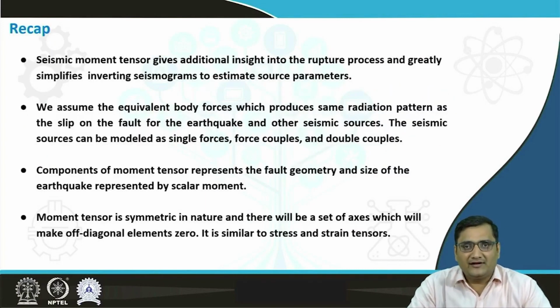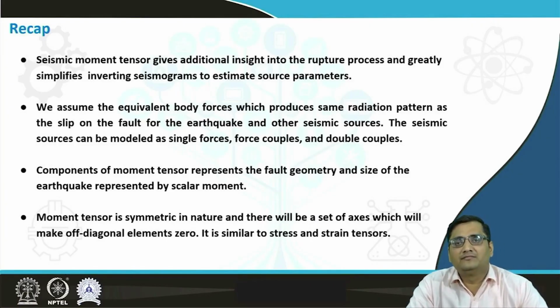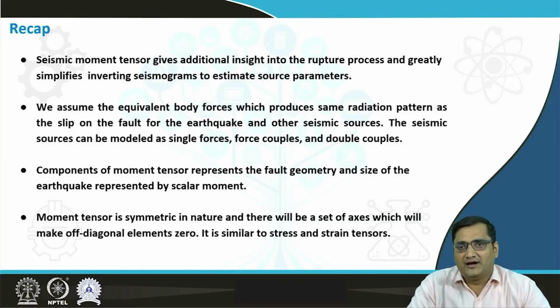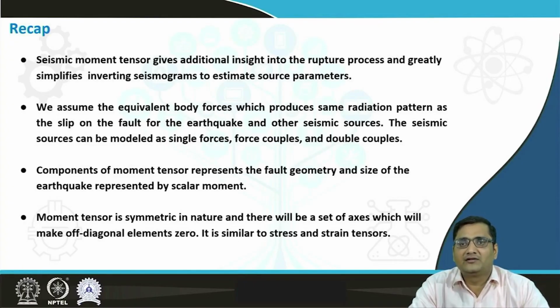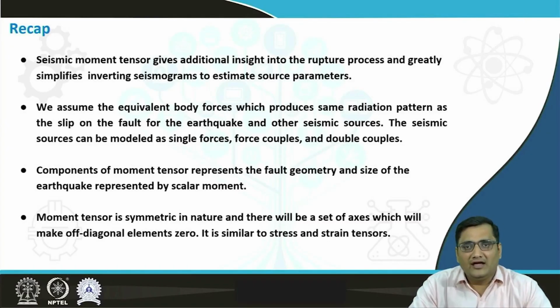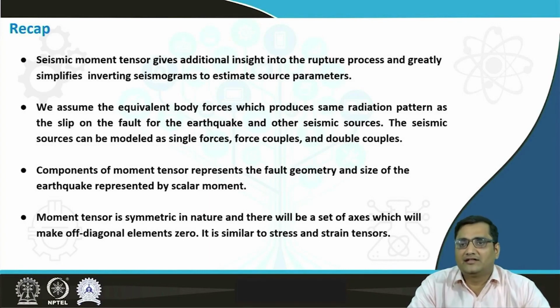Then in the last lecture, we learnt about the seismic moment tensor, which can give complementary insight into the rupture process and can greatly simplify the seismogram inversion to estimate the source characteristics or source parameters. So the seismic moment tensor can be used to find out the geometry of a fault and its source parameters. We assume equivalent body forces which produce the same radiation pattern as the slip on the fault for the earthquake and other seismic sources.